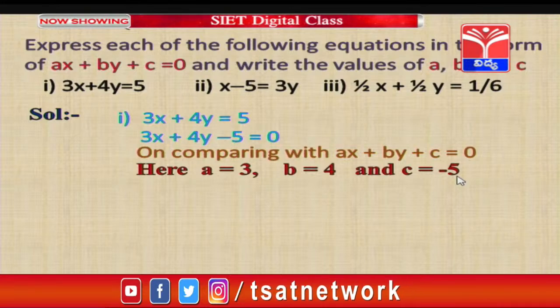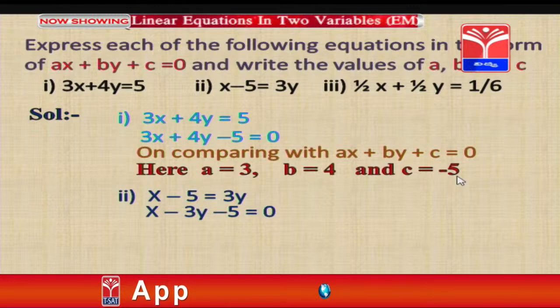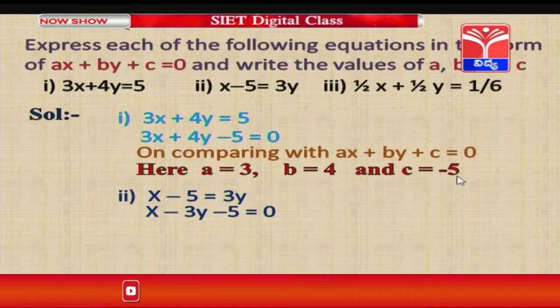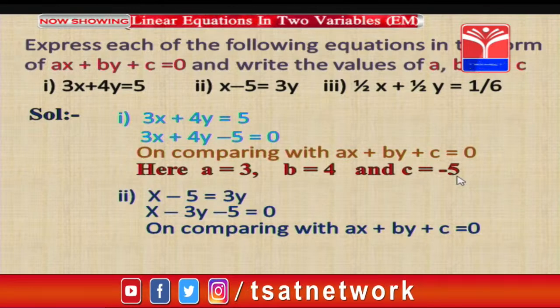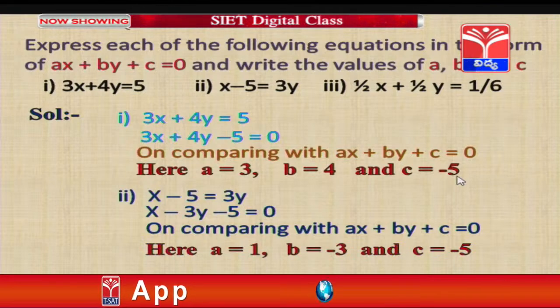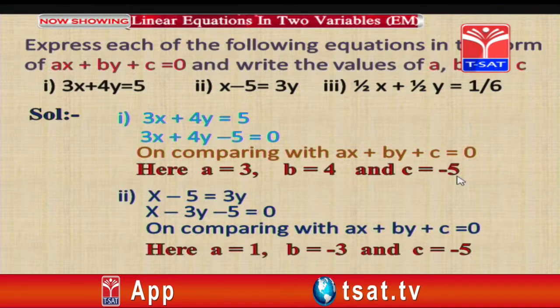Let me go to the second one, x minus 5 is equal to 3y. Again, now I am changing it into standard form, that is x minus 3y minus 5 is equal to 0. When I compare this with the standard form ax plus by plus c is equal to 0, what do you get here? The a value is equal to 1, b value is equal to minus 3, c value is equal to minus 5. Are you clear, children?